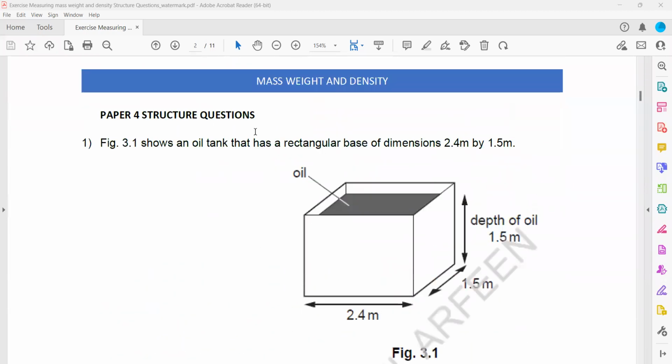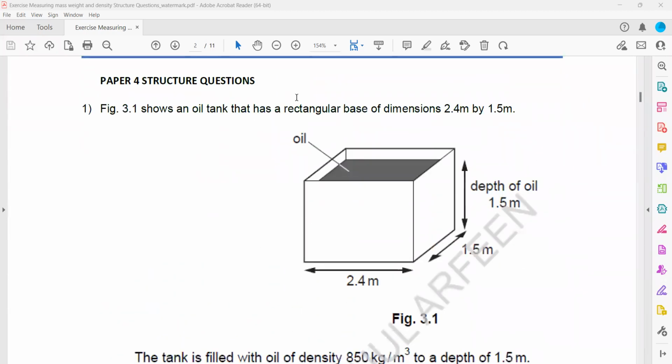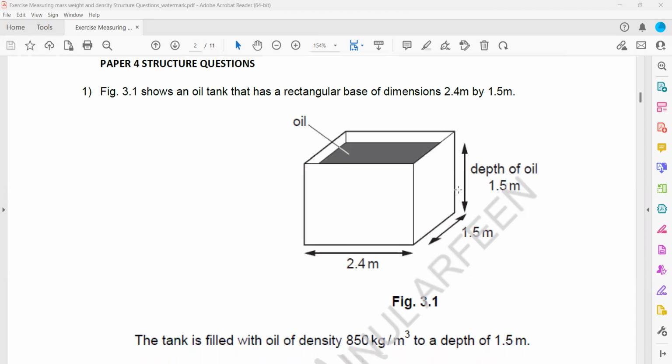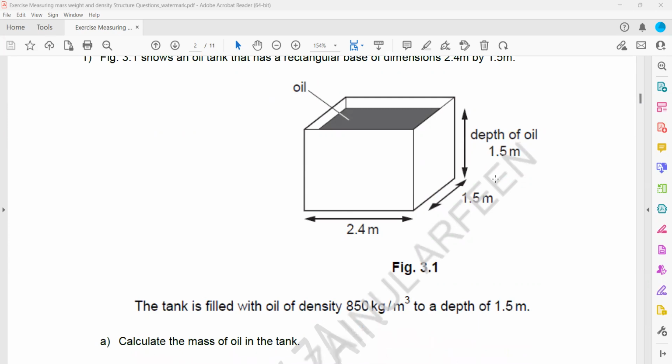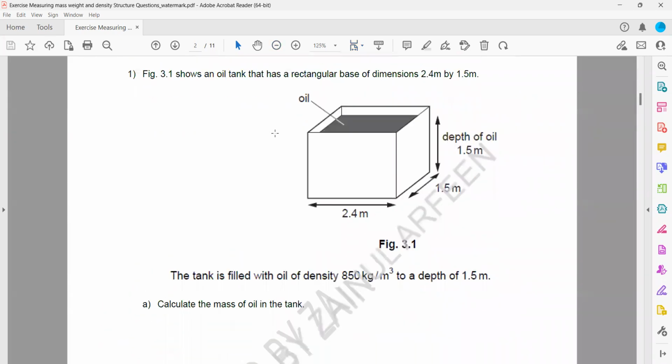So first question, figure 3.1 shows an oil tank has a rectangular base of dimension 2.4 by 1.5. So the dimension of the base is given, and the depth of the oil inside is also given. Calculate the mass of the oil. So how can we work out the mass of the oil? We have the density of oil.